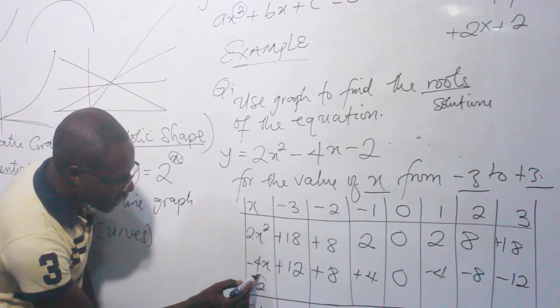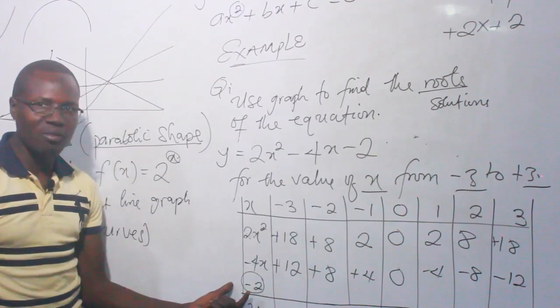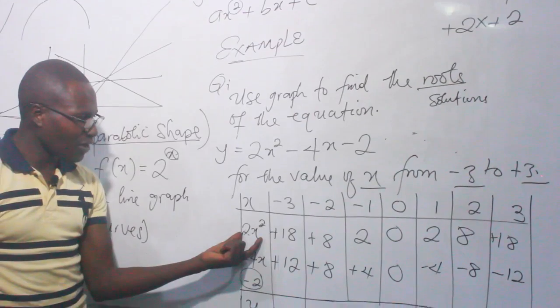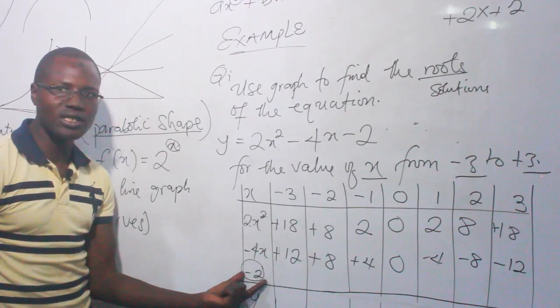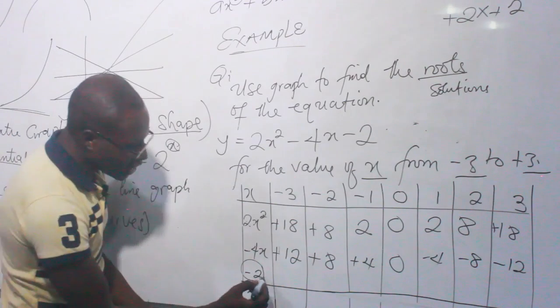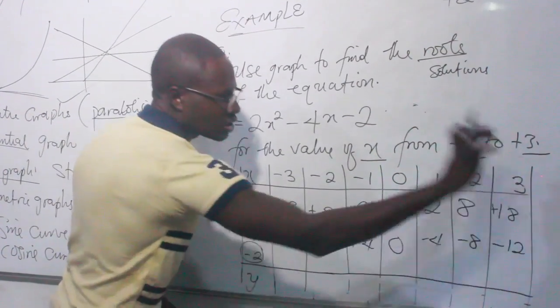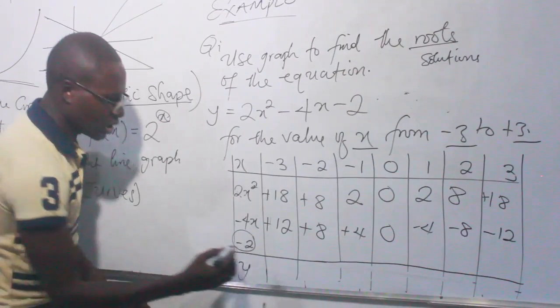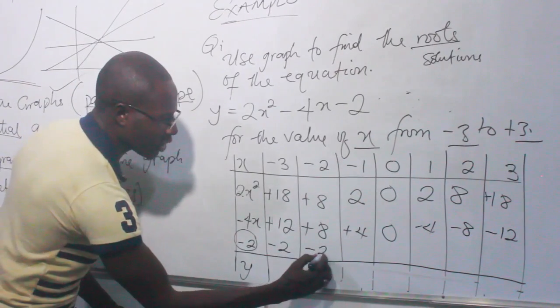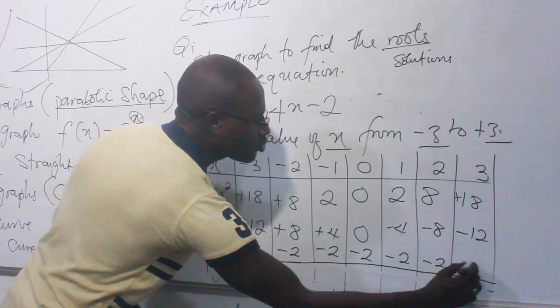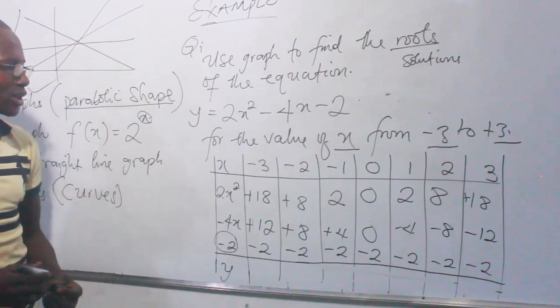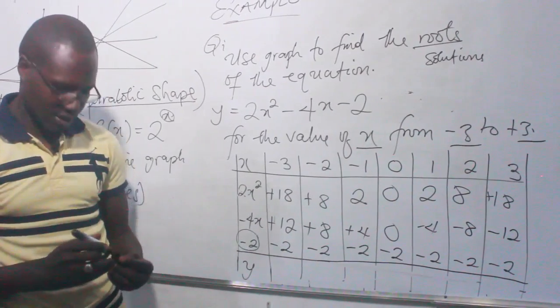Now, in this case, we have a constant term. This part, we have x squared, and this is x term, while this is constant term. Simply transfer all this value to the subsequent rows. Here we have minus 2, minus 2, minus 2, minus 2, minus 2, minus 2, minus 2. Now the table is completed.